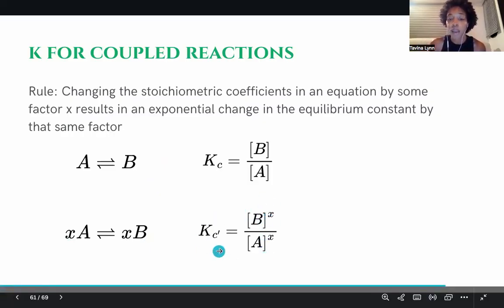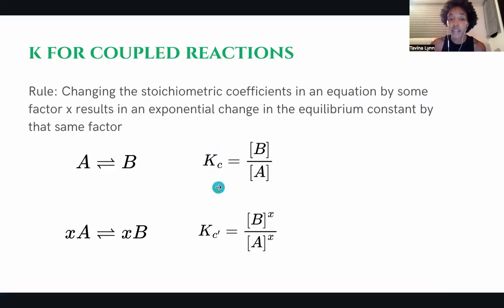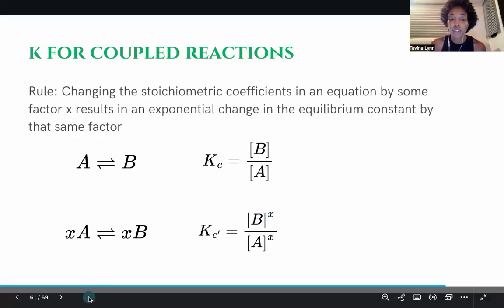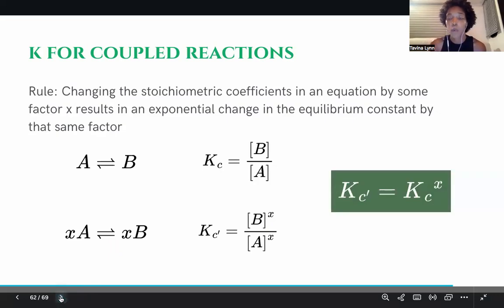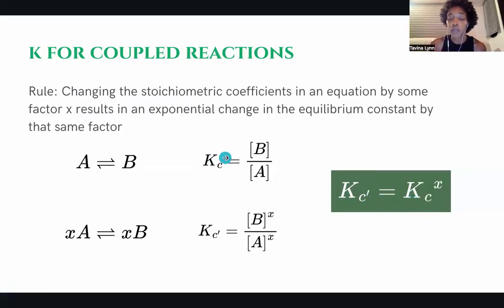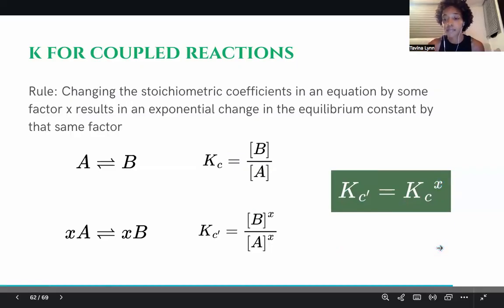So Kc prime here is the same as our equilibrium constant Kc, but raised to the factor of our stoichiometric coefficients. So Kc prime here is basically equal to whatever our equilibrium constant is raised to that factor x.